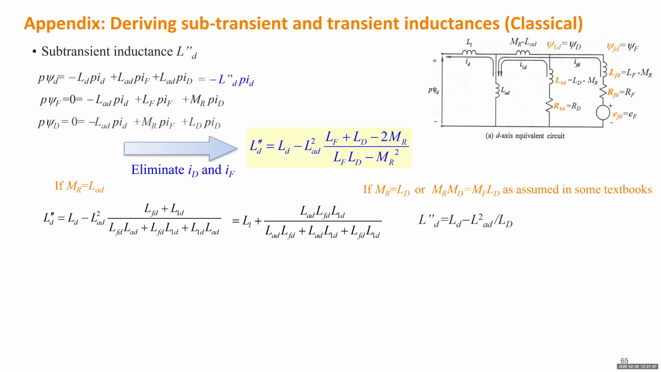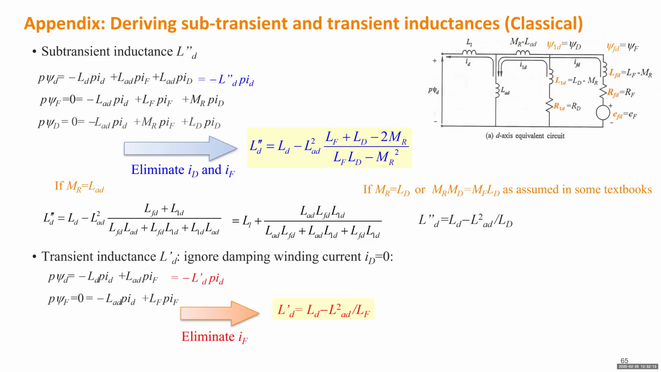So if you give the circuit some typical values and compare the LD double prime calculated by using this method, assuming MR is equal to LD, or by using this one, assuming those two parts are the same, the values are very close. Close enough, and the difference is not important at all, at least for power system stability study.